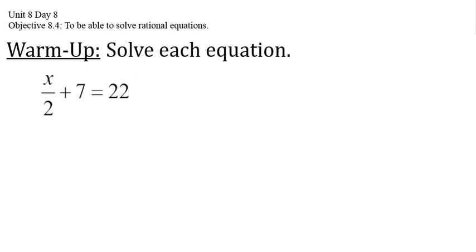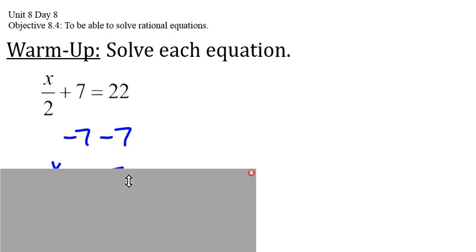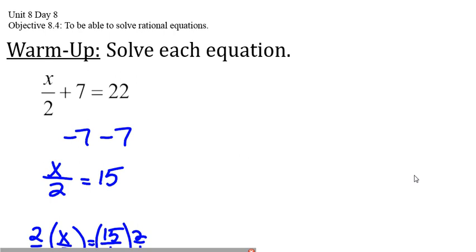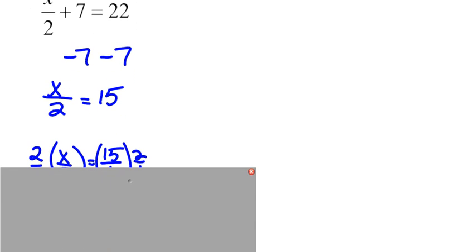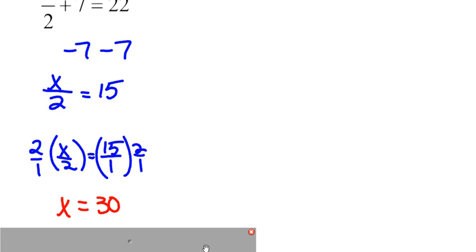So a quick review of solving this equation. We want to solve for x, so to undo that, one option is subtracting 7 from each side. Then, since x is being divided by 2, we can multiply each side of the equation by 2. Therefore, we were undoing that division, and by multiplying by 2, we end up with x being 30.